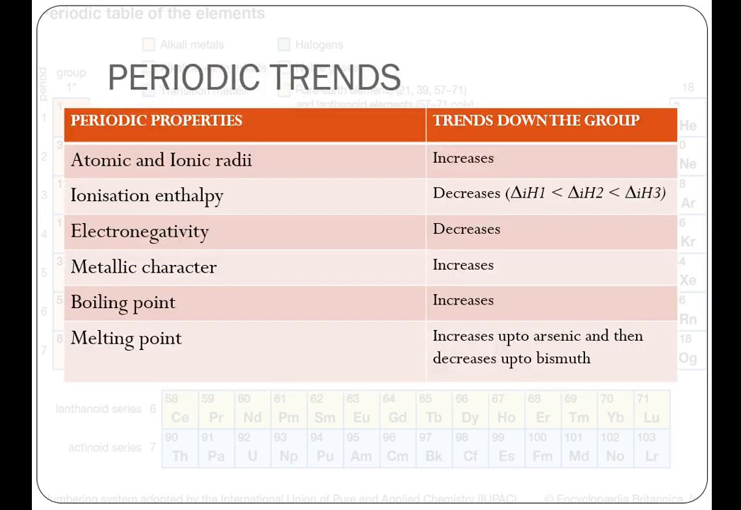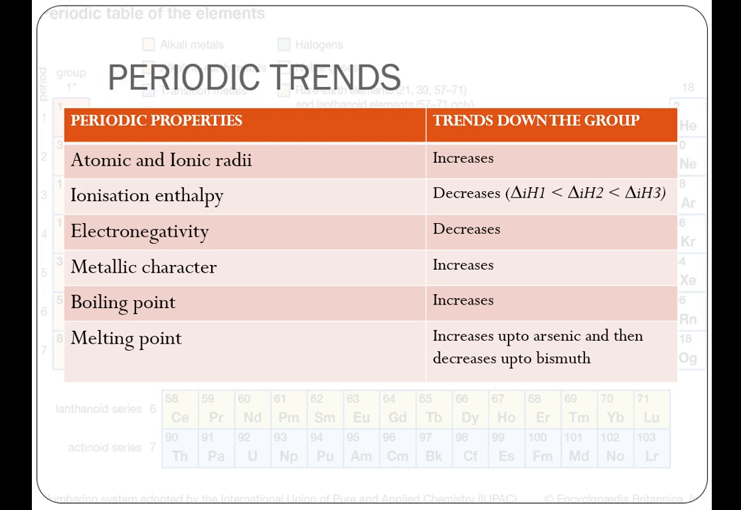Now, periodic trends in their properties. Let us talk about atomic and ionic radii. The covalent and ionic radii increase in size down the group. There is a considerable increase from nitrogen to phosphorus. However, from arsenic to bismuth, there is only a small increase. This is due to the presence of completely filled d and or f orbitals in heavier members.